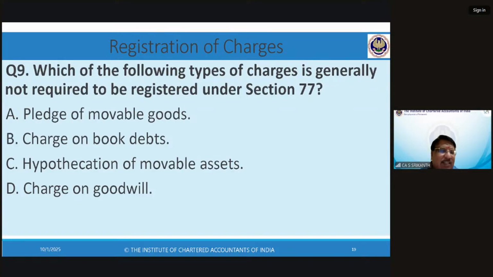I have not taught this. Let's see if you can answer based on your knowledge. Because in those days, there was a clear-cut list of registrable charges. Now they made it open.